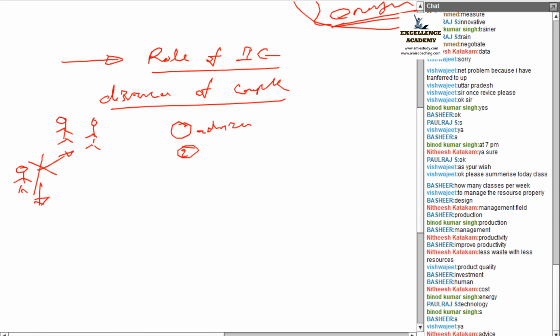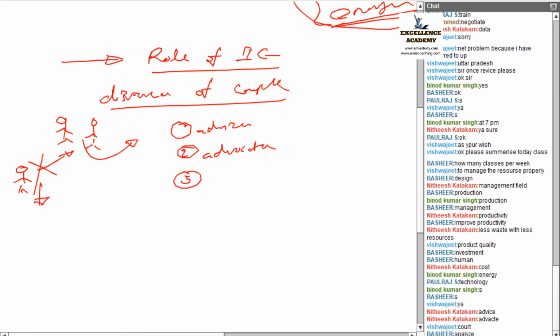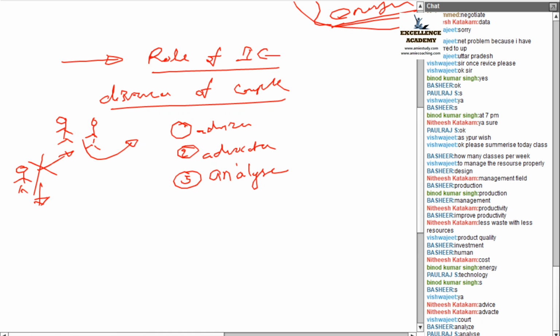Yes. Second one, his step failed. So what is the next thing? They will meet an advocate. Then what is the next one? Advocate, what shall he do? The advocate studies all these things and files, and he said he will analyze. Yes. Fourth one. After analyzing, what shall he do?